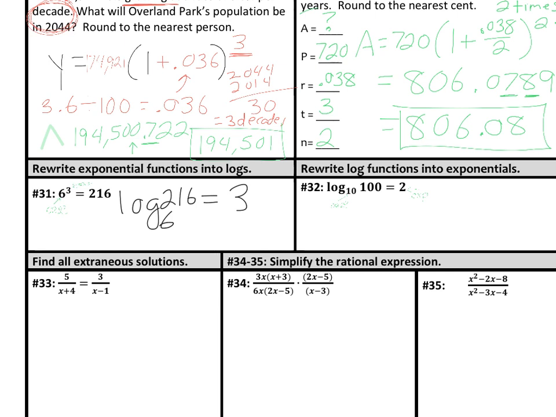Okay, 32 is going backwards. We have a base of 10 and an exponent 2, so that's 10 squared. And then our equal sign, and then that 100 just fills in that very last spot. 10 squared equals 100, which is a true statement.